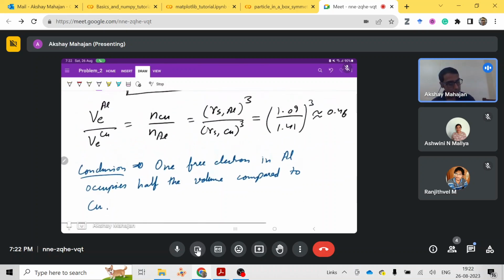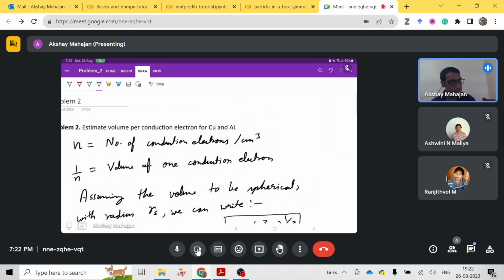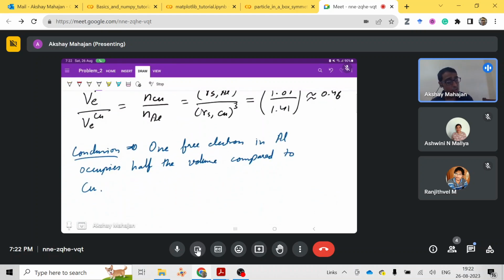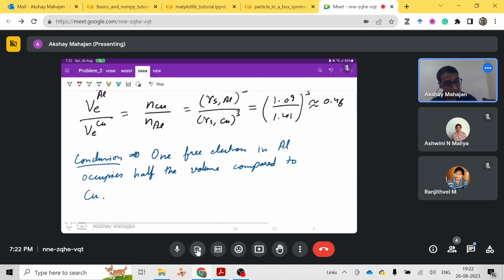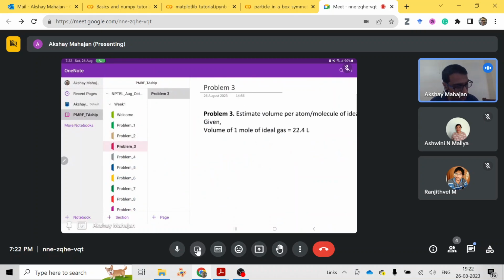So this is our problem number 2, where we estimated the volume per electron in copper and aluminium, and we found that one free electron in aluminium occupies half the volume compared to copper. Now we will go to problem number 3.